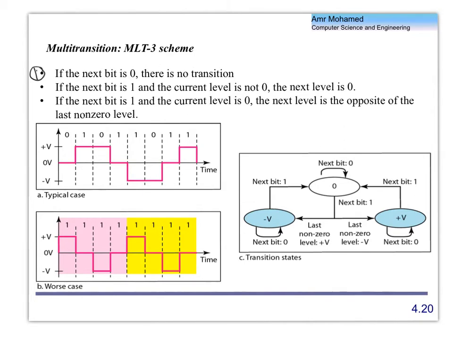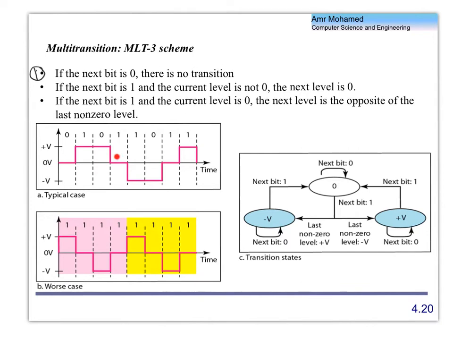But if the next bit is 1, now it depends. If the next bit is 1 and the current level is not 0, then you go to 0. So if you are at this level, for example, and the next bit is 1, okay? So if you are at a non-zero level, go to 0.